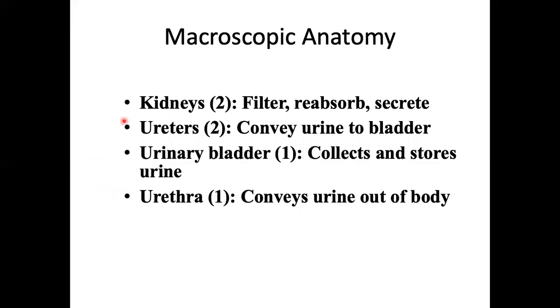So the macroscopic anatomy, macroscopic is what we can actually see. It's not microscopic, right? So we have two kidneys. Their job is to filter the blood, reabsorb nutrients, and secrete wastes. Then the ureters convey the urine to the bladder. The urinary bladder, and keep in mind there are other bladder areas, so you need to be specific, is going to collect and store urine. Notice that there's no reabsorption of fluid at the urinary bladder. The urinary bladder is just a holding tank, and then there's one urethra, and that is going to convey the urine out of the body.